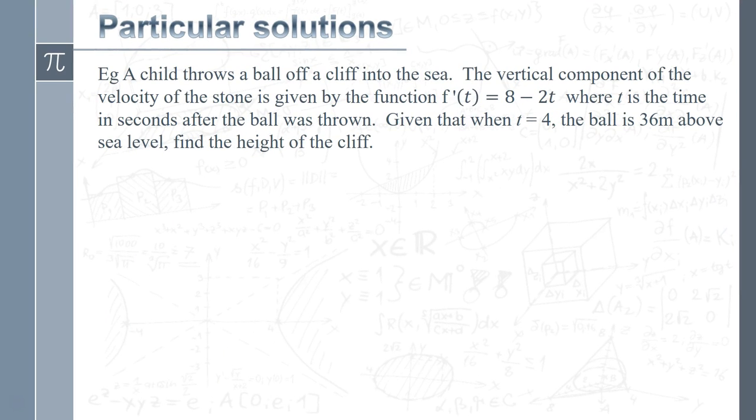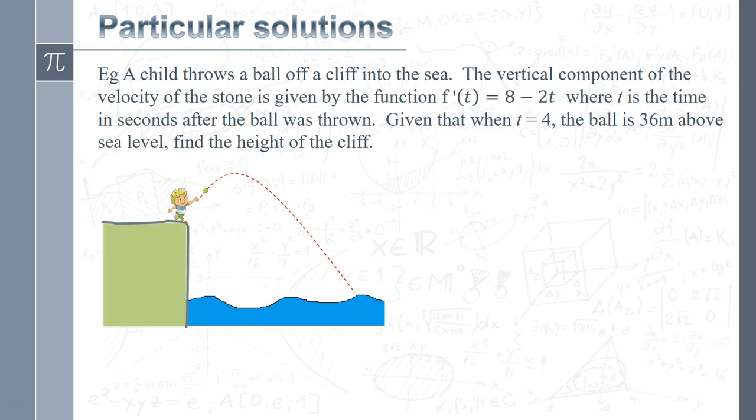Moving on again, okay, so we've got a more practical example, and you're going to see this appearing in your mechanics studies when you get onto it, but it still might pop up as a contextual problem within the pure section. So let's have a little look at what's going on here. So we've got a child, there he is, throwing the ball off the cliff, and we're told that the vertical speed of the ball, so just the speed in the vertical direction, is a function of time, so how long it's taken since he threw the ball.